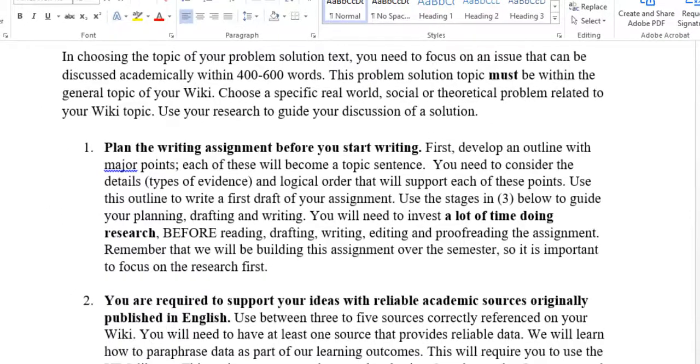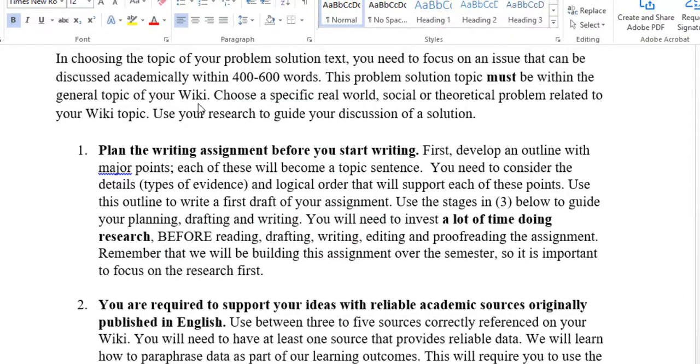So coming down in the instructions here, it says in choosing the topic of your problem solution, you need to focus on an issue that can be discussed academically. You've got 400 to 600 words. So the problem solution topic must be within your general wiki topic. So whatever you picked for your general wiki topic last semester, this problem solution is going to be somewhere within that topic. Okay, so you can choose a specific real-world, social, or theoretical problem as long as it's related to your wiki topic. So let's go through these instructions a little bit more.